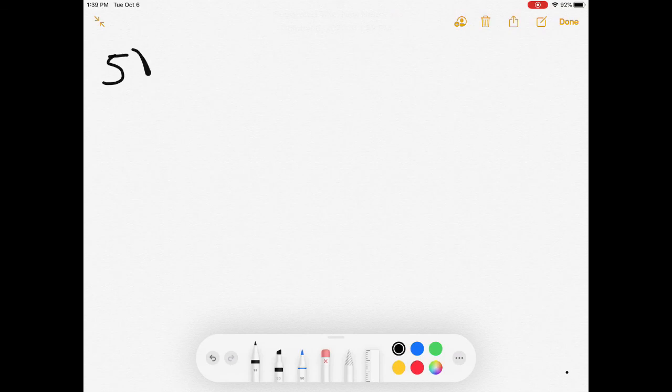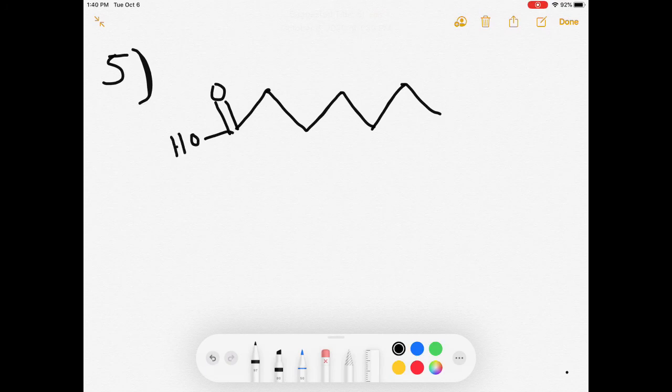Number 5, we have 4-hydroxyheptanoic acid. So I'm going to start with our parent chain. It's heptane, so that's 7. 1, 2, 3, 4, 5, 6, 7. Okay. So on the first one, we're going to put our carboxyl group. And then it says on number 4, we have an OH group. 1, 2, 3, 4. And that's it.